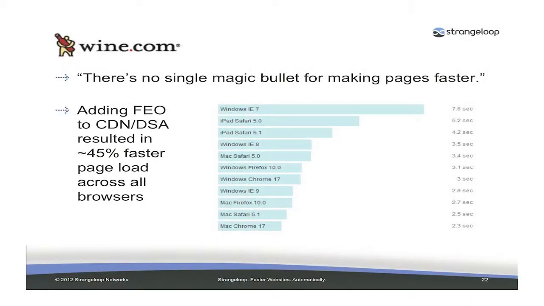Wine.com, this is an interesting example. This is one that layers on top of not only static object delivery, but also dynamic site acceleration. This is a customer of DSA. They also are seeing dramatic improvement. And we see this across the board.